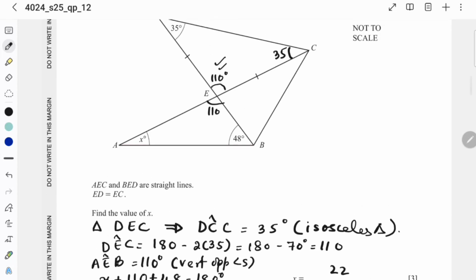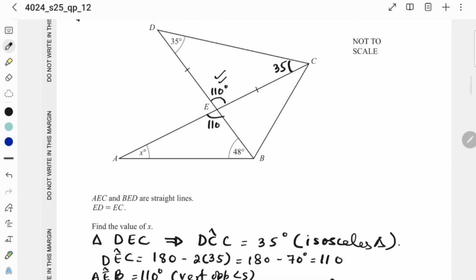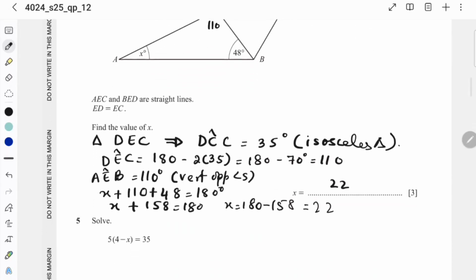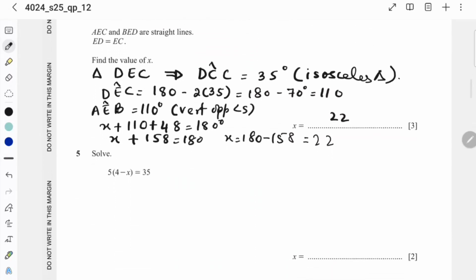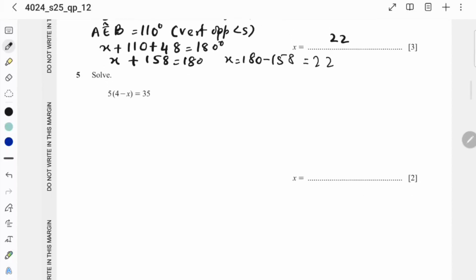I hope you understood. First we found the value of angle E with the help of an isosceles triangle, because angle C is also 35. Then the vertically opposite angle is also 110, and you know that the interior angle sum of a triangle is 180 degrees. So we calculated the value of x, and that is equal to 22. Now move to question number 5.